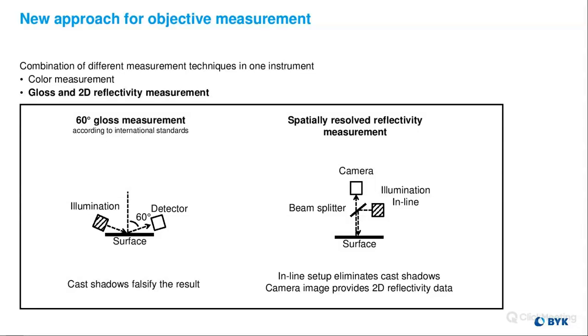So here we can see the two side by side. We have the traditional 60-degree gloss measurement, and we have our 2D reflectivity measurement on the right side there. It's a nice comparison between the two. Essentially, our 60-degree gloss measurement can sometimes get these shadow zones when we have high structure, and that can give you false information. It doesn't tell you the full story of what's happening. Whereas this inline setup helps to eliminate those cast shadows and then provides a full 2D reflectivity data set across your entire surface that's measured.